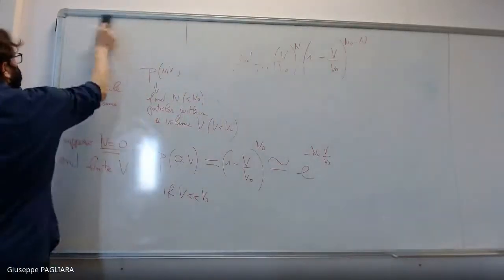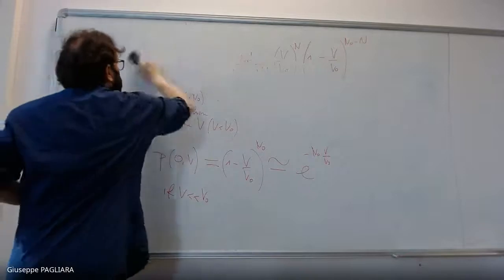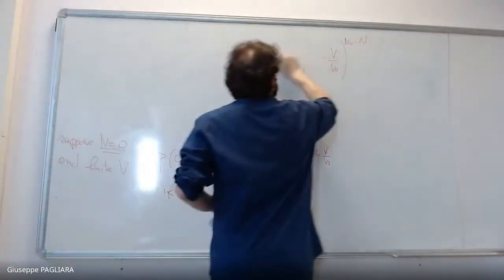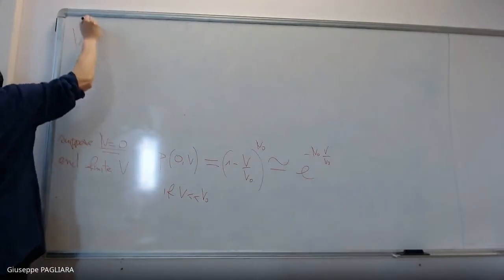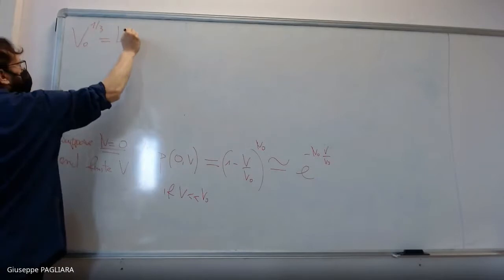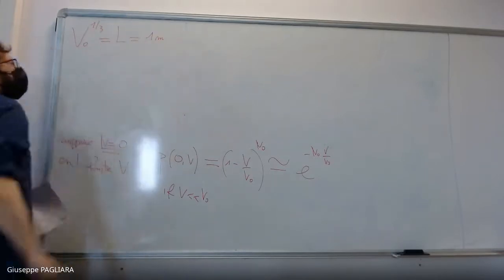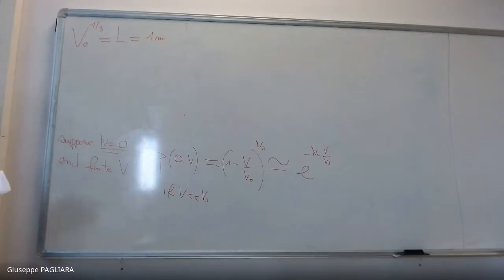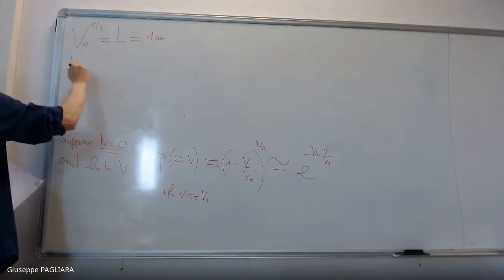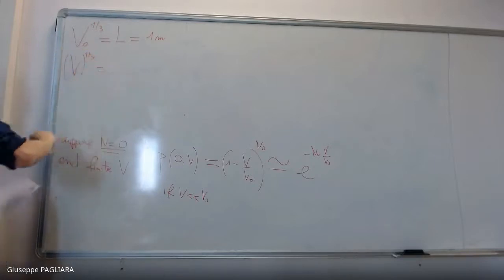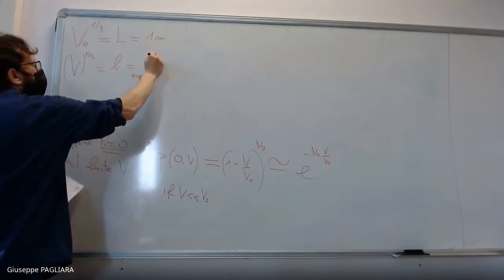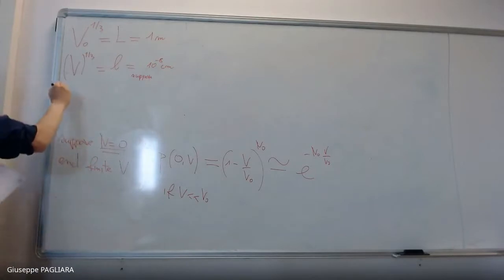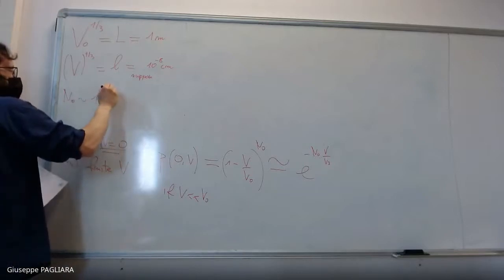Now, suppose that we want to work a little bit with scales. Suppose that we have a box with a volume which is 1 meter cubed. So the cube root of V0 is equal to L, and suppose that this is equal to 1 meter. And suppose that V to the 1/3 is equal to the length L, and suppose that this is equal to 10 to the minus 8 centimeter, for instance. And of course, N0 is of the order of the Avogadro number, so 10 to the 23.